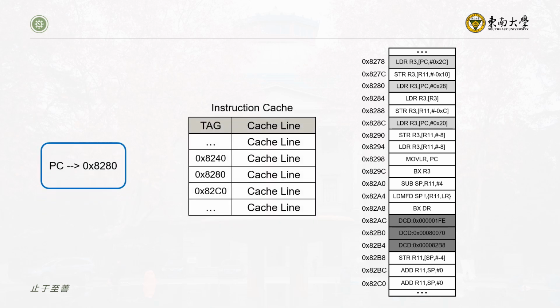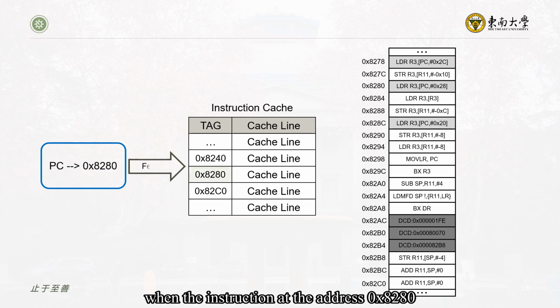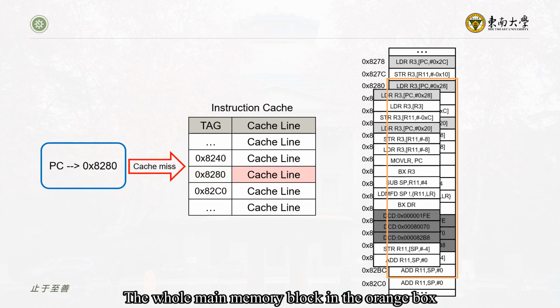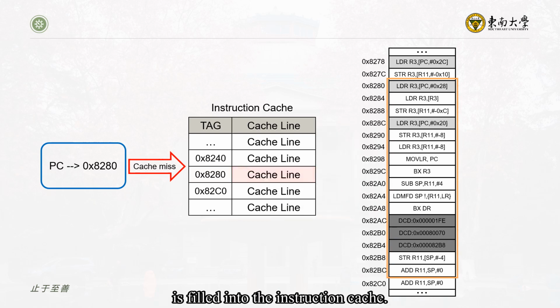However, as the example shown in this slide, when the instruction at address 8280 is executed for the first time, it triggers an instruction cache miss. The whole main memory block in the orange box is filled into the instruction cache. In this case, the literals from A2AC to A2B4 are inevitably cached into the instruction cache without any further reference.